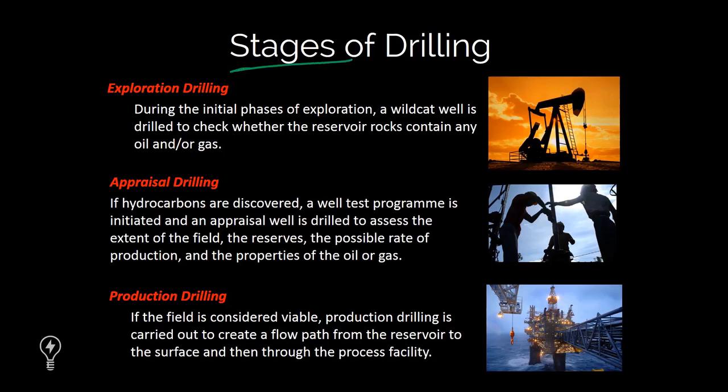So let's have a look at the stages of drilling, and there's 3 stages to be aware of. First, we have exploration drilling. Now, during the initial phases of exploration, a wildcat well is drilled to check whether the reservoir rocks contain any oil or gas. Now, this can take up to 8 weeks and cost between $10 million and $60 million. Now, the success rate of a wildcat well having oil is around 1 in 4, 25%.